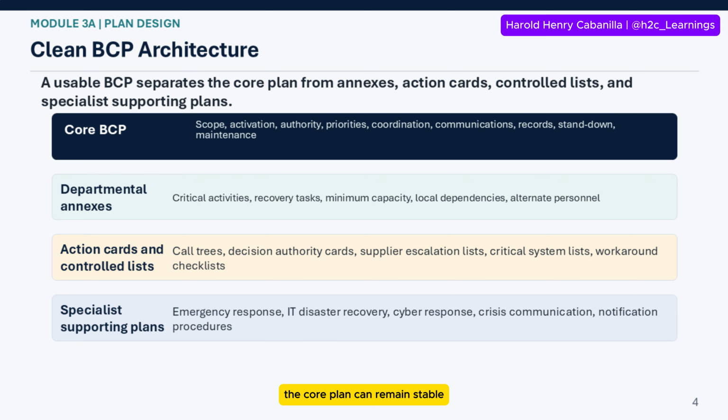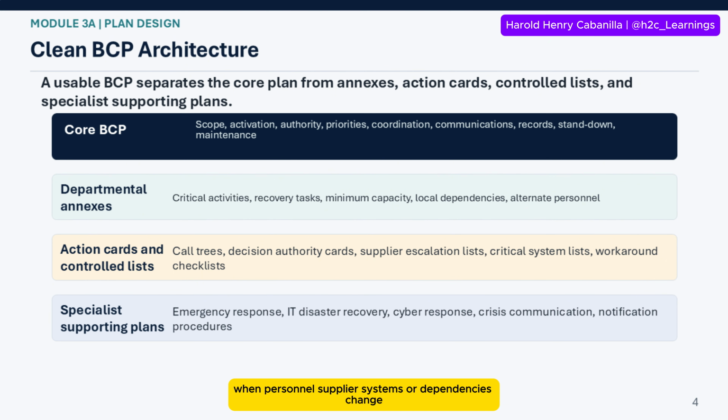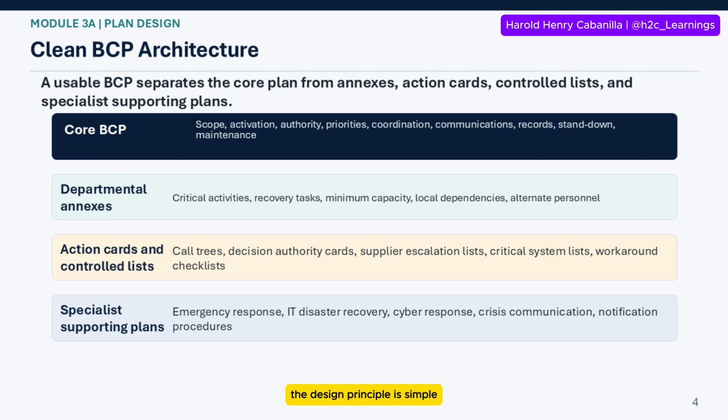The core plan can remain stable while controlled lists and annexes are updated when personnel, suppliers, systems, or dependencies change. The design principle is simple. The core plan coordinates continuity. Annexes and controlled lists provide managed detail. Specialist plans execute specialist procedures. This preserves the baseline's governance model and keeps the BCP usable.